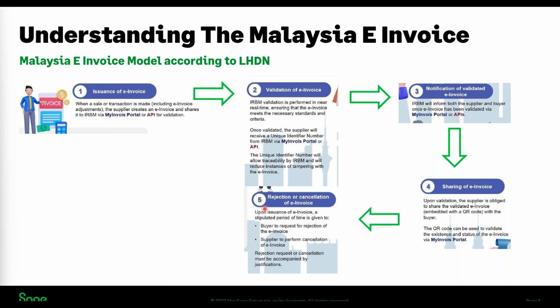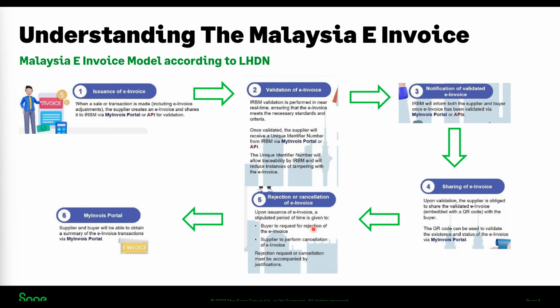In step number 5, it's more on the rejection or cancellation of the invoice. For example, you as a supplier, as a company, want to cancel your e-invoice, you can issue a credit note and then send it to LHDN using the API as well, using Sage X3. But for your buyer, if they want to reject your e-invoice, they have 72 hours, which is equal to 3 days, to reject your invoice after they receive your validated invoice.